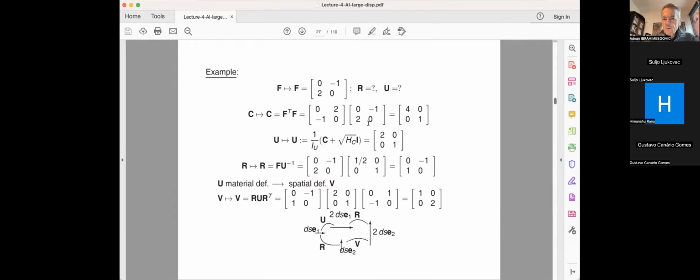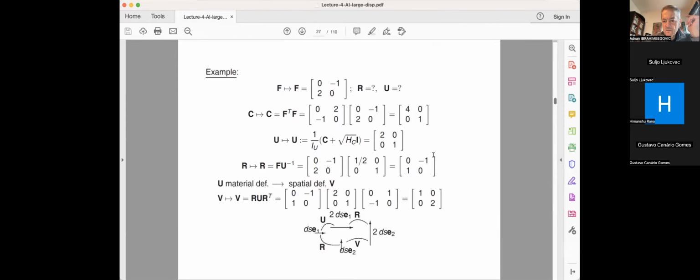So once I have U, given that F is equal to R U, I can take R to be F times U inverse. It's easy to obtain U inverse. It's simply 1/2 and 1. Multiplying by this, I have 0, 1, and -1. So I can see that if the rotation is cosine and sine, this is cosine, this is sine, I can take basically 90 degrees. It has been rotated by 90 degrees. And then, given that I have U and I have R, I can now compute my V to be R times U times R transpose to get here 1, 0, 0, and 2.